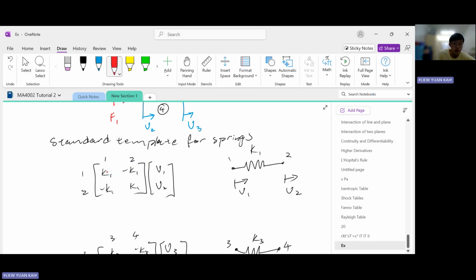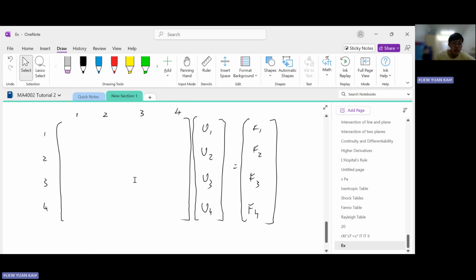Okay, so take a look at this K1 here. It belongs to row 1, column 1, right? So that means when you go back to your global equilibrium equation, you also need to go to row 1, column 1 to substitute that k into that entry. Okay, so that means you put k1 into here.